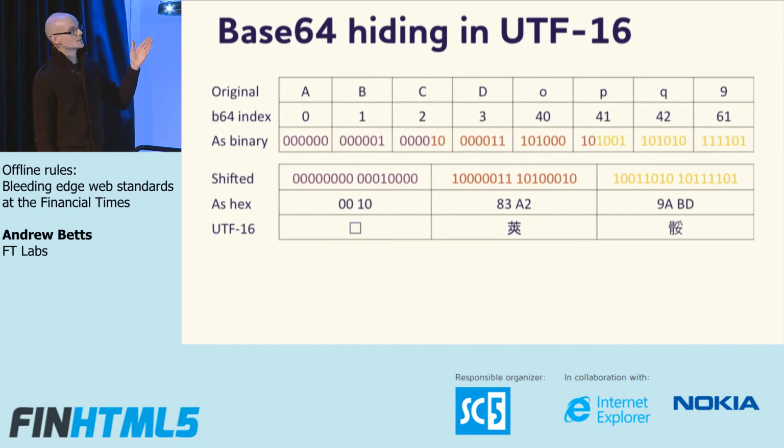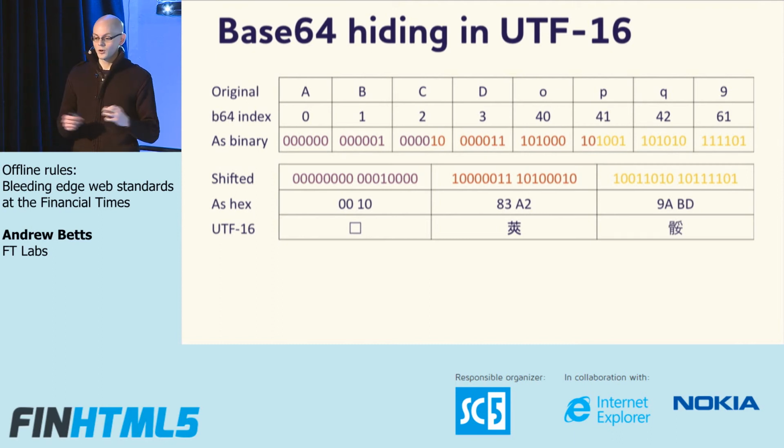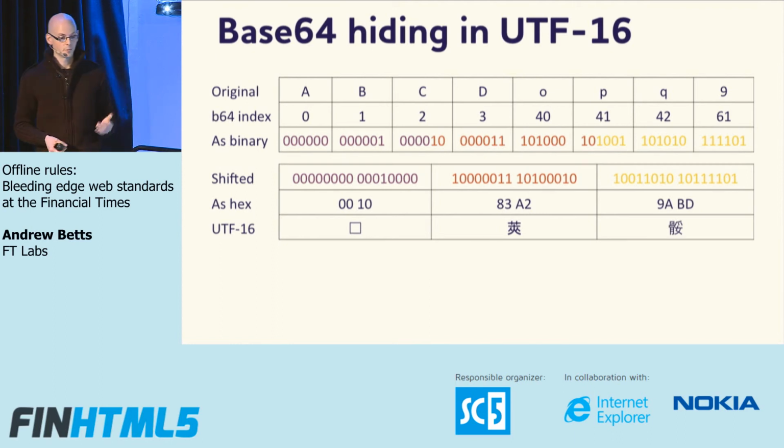So take your original text. Because the original base 64 characters are not actually the code points 0 to 63, we have to map them onto the code points 0 to 63. Then take that resulting binary data and take every group of 16 bits and convince the browser that is one character.